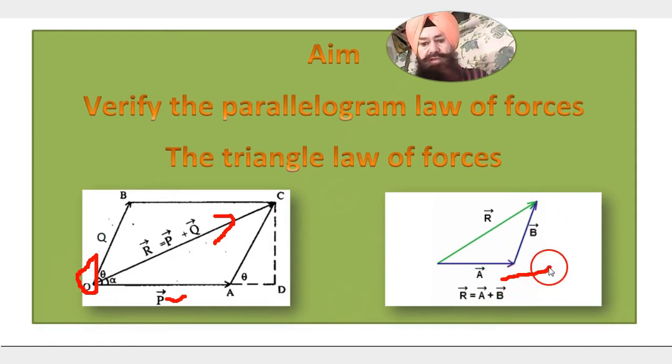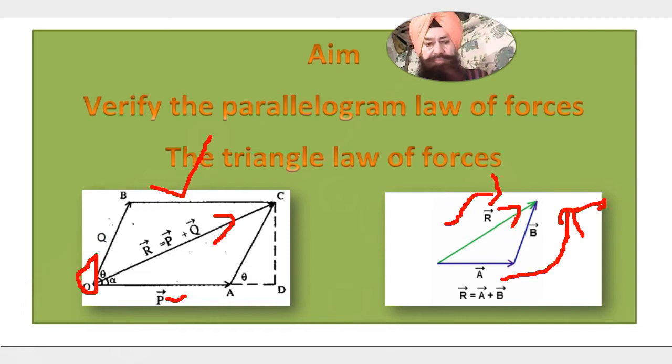Like that, if two vectors are represented like A vector and B vector along the two sides of a triangle, taken in the same order, then the third side of the triangle will represent the resultant, taken in the opposite order. A vector and B vector are along the same order, and the third side will be the resultant of the two, taken in the opposite order. Okay, we'll verify the parallelogram law experimentally.